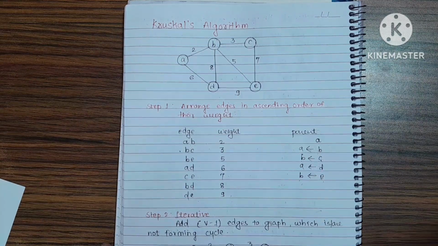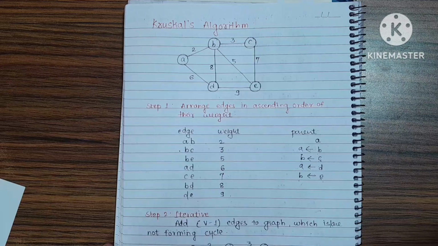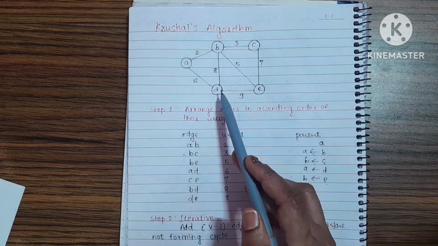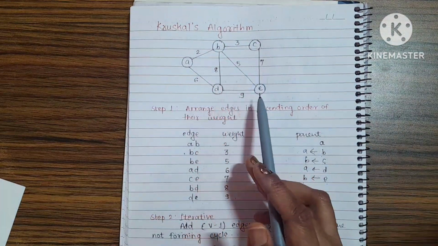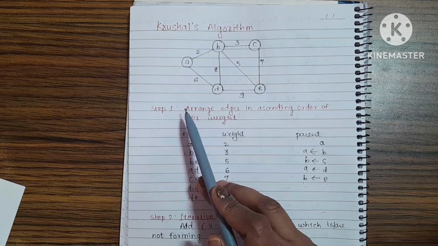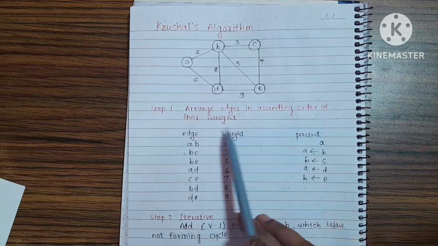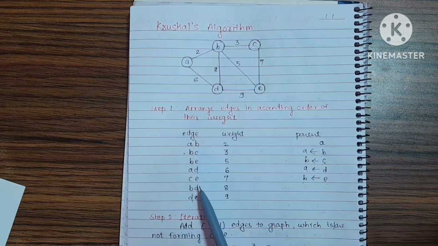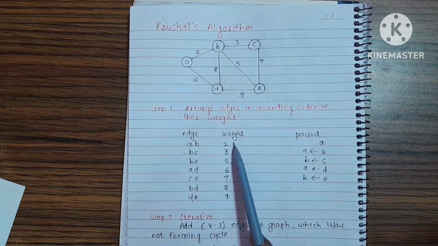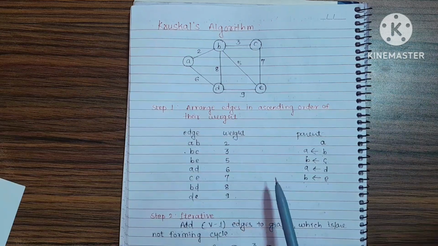To get the minimum spanning tree, we are going to apply the Kruskal algorithm to the graph which is containing 5 vertices A, B, C, D, E. Step 1 towards obtaining the minimum spanning tree is to arrange all the edges in ascending order of their weight. So here all 7 edges are listed in ascending order of their weights.